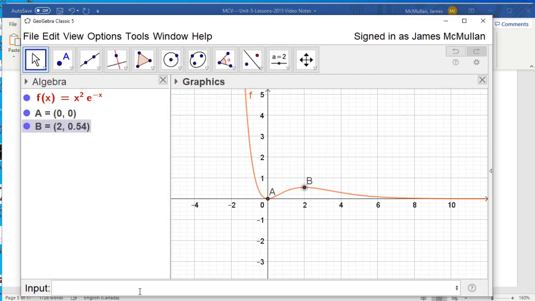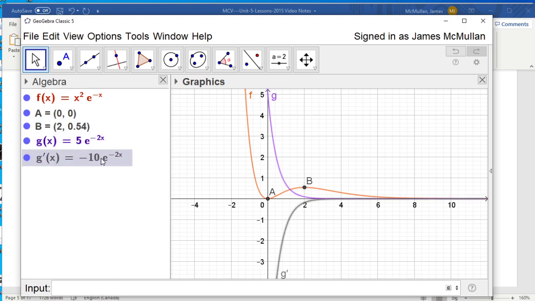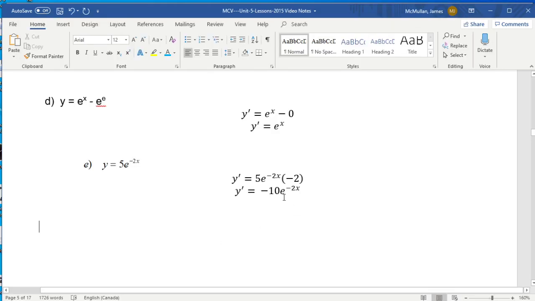Again, let's check it. 5 times e to the negative 2x, then we'll take its derivative, and we get negative 10e to the negative 2x, right? Exactly what we said we should get.